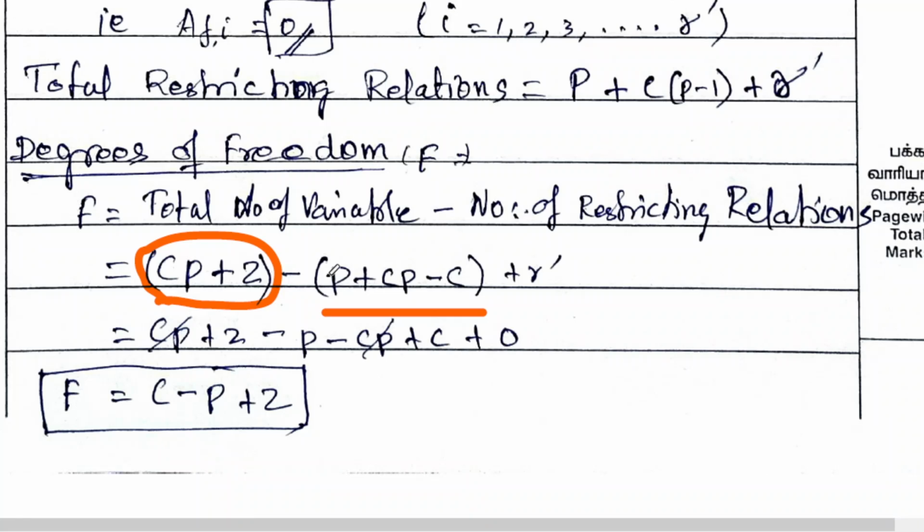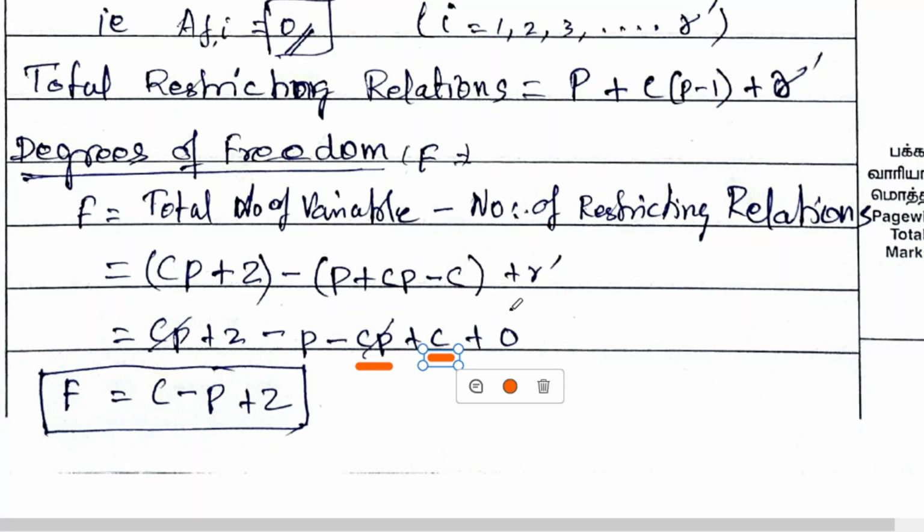Upon solving this equation, Cp plus 2 minus P minus Cp plus C, plus R dash, which is 0, that we have already seen. Solving this equation, Cp and Cp cancel out, and the other terms are plus C here, minus P here, plus 2 here, and this is 0. So F is equal to C minus P plus 2, and this is the phase rule.